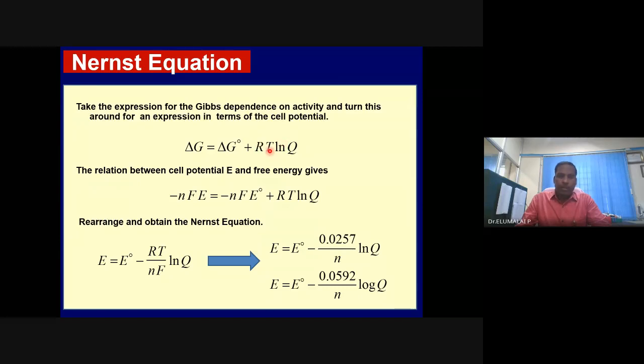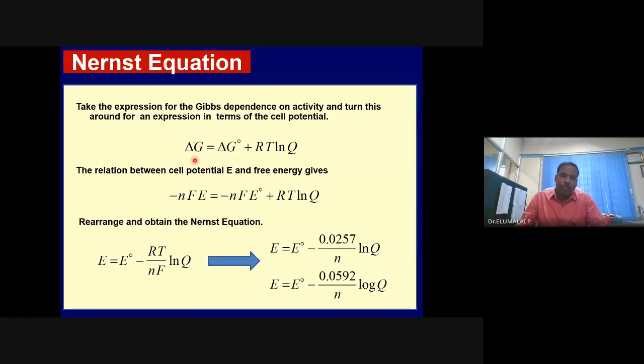T is the operating temperature of the reaction or the process or the system, and ln Q, Q is the reaction quotient, nearly equal to that of the equilibrium constant. Okay, equilibrium constant, reaction quotient.